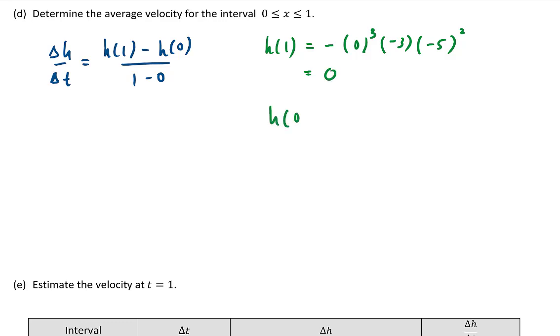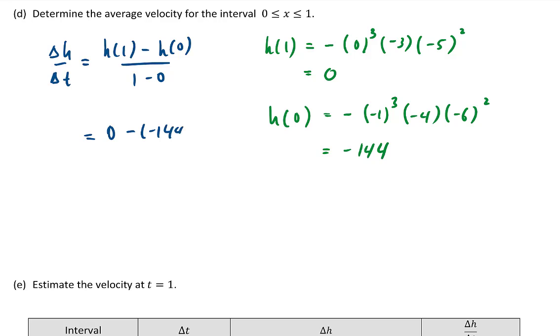Next is h of 0. h of 0 is going to give us negative of (negative 1) cubed times negative 4 times (negative 6) squared. And if we multiply all those factors, we end up with negative 144. So this gives us 0 minus negative 144 all over 1 minus 0, which tells us that our average rate of change is 144 centimeters per second.